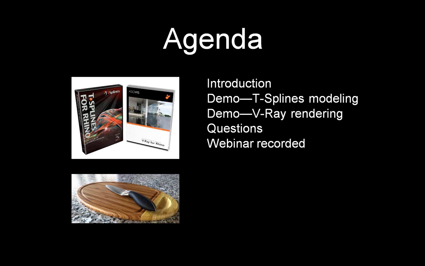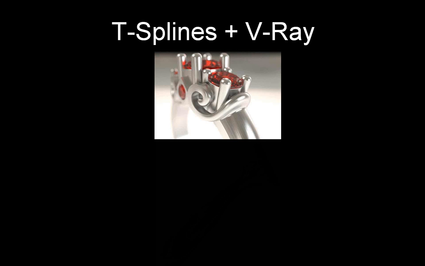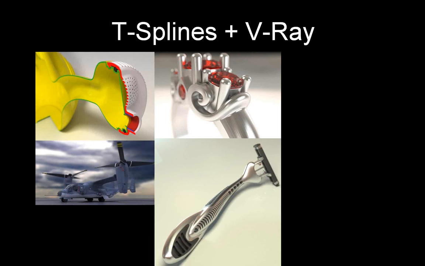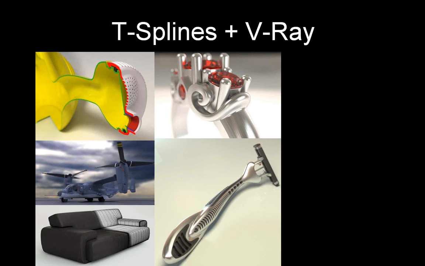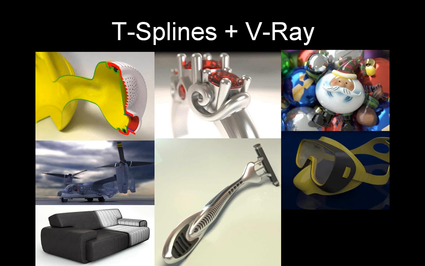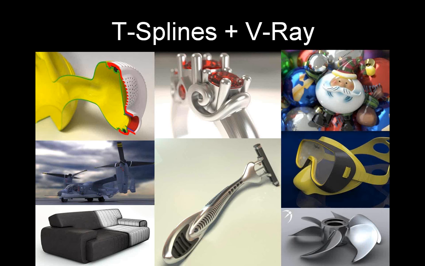So we'll just go ahead and break into the overview. T-Splines for Rhino version 2 was released just last month, and it's a plugin that can be used to create organic designs, edit them quickly, and then export them for manufacturing without remodeling. And V-Ray for Rhino is a high-quality photorealistic renderer.